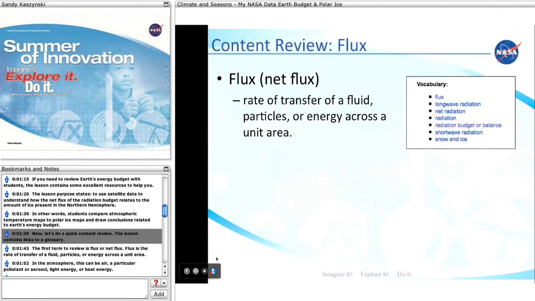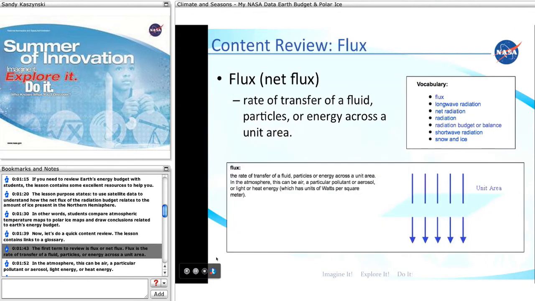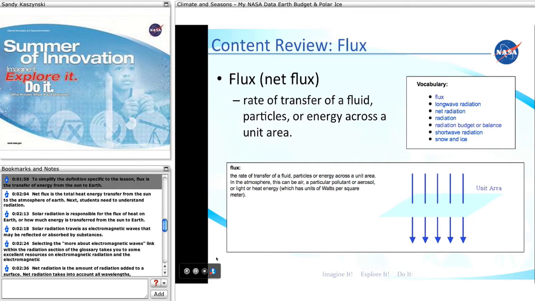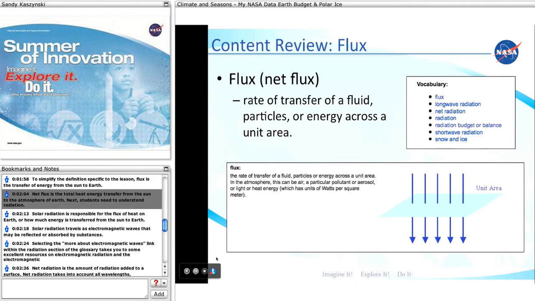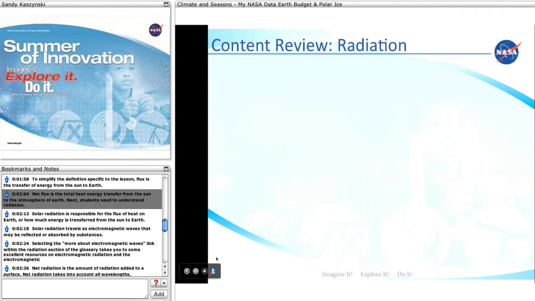The lesson contains links to a glossary. The first term to review is flux, or net flux. Flux is the rate of transfer of a fluid, particles, or energy across a unit area. In the atmosphere, this can be air, a particle pollutant, or aerosol, light energy, or heat energy. To simplify the definition specific to the lesson, flux is the transfer of energy from the Sun to Earth. Net flux is the total heat energy transfer from the Sun to the atmosphere of Earth.